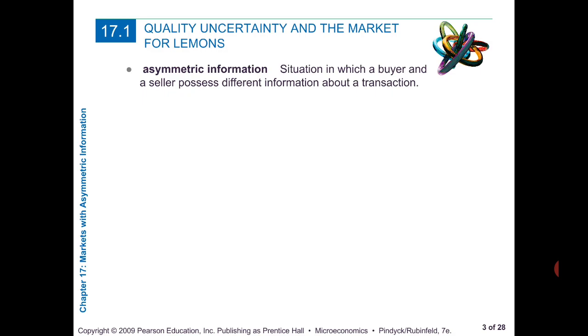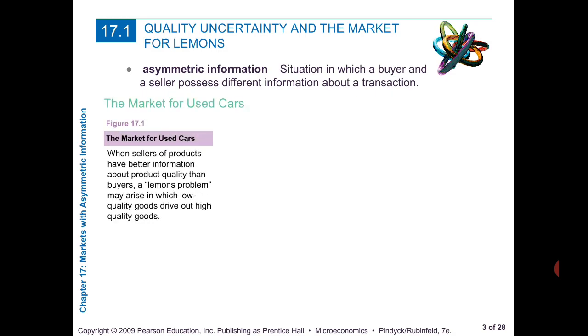Now, what is the meaning of asymmetric information? It means that one party to the transaction, whether the buyer or the seller, has more information than the other. They don't have the same amount of information. For instance, the market for used cars.